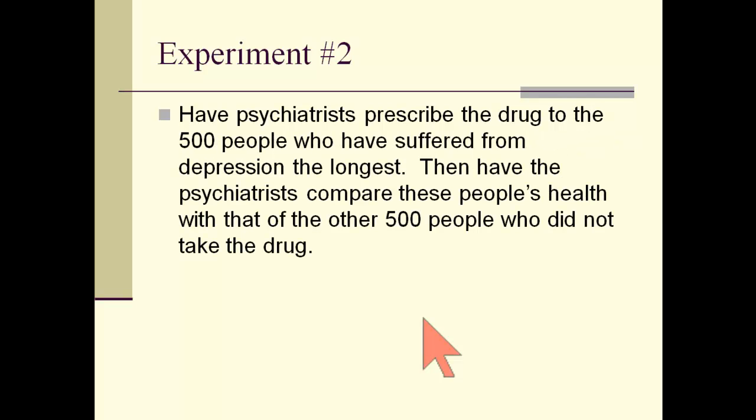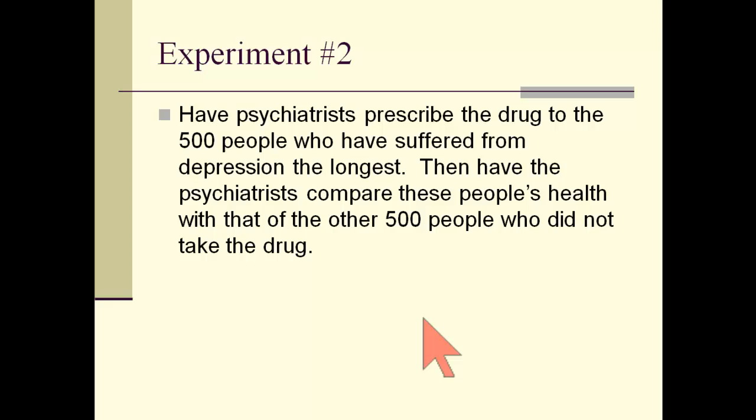Well, okay, how about this then? Have psychiatrists prescribe the drug to the 500 people who have suffered from depression the longest, then have them compare those people's health with that of the other 500 people who did not take the drug. So here we're starting to get some better components brought in. Not all of the people are going to take the drug, and the reason is we want the people who do take the drug to be able to compare them with some people who did not. But the method of choosing these two groups is bad.